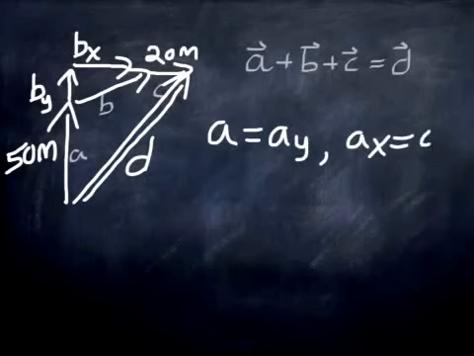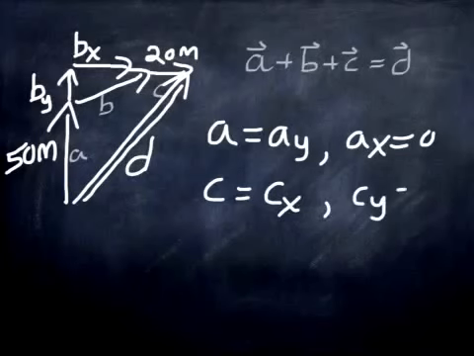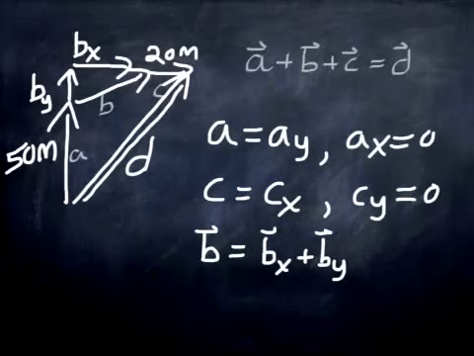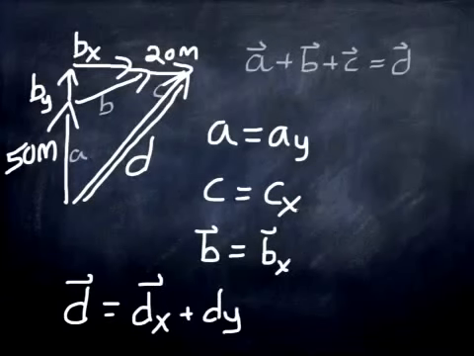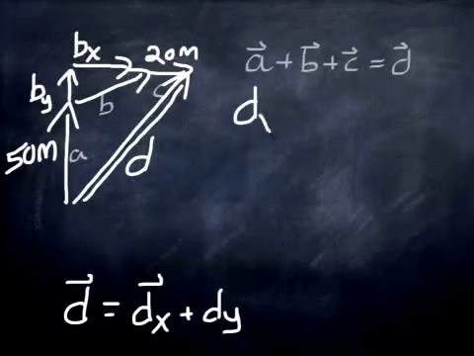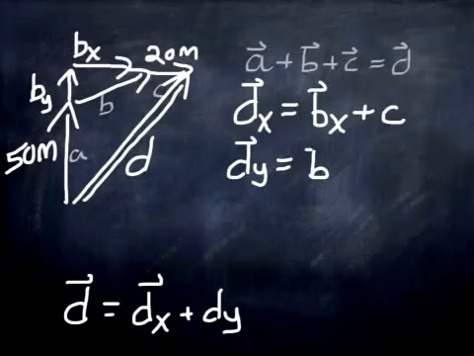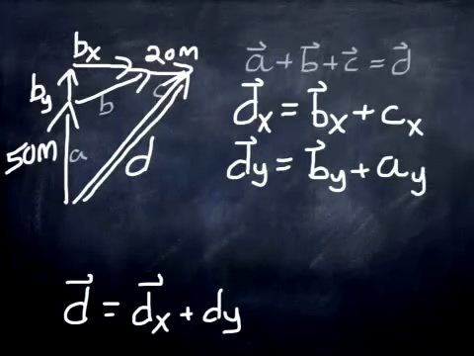So A is entirely in the vertical, the y direction. There is no component AX. C is entirely in the x direction. There is no component CY. And B is broken up into BX and BY. So vector D is equal to DX, the displacement in the x direction, and DY, the displacement in the y direction. The displacement in the x direction is BX and the vector C. The displacement in the y direction is vector BY and the vector A. This accounts for our net displacement in components: our net displacement DX in the x direction, our net displacement DY in the y direction. That adds up to our overall displacement.